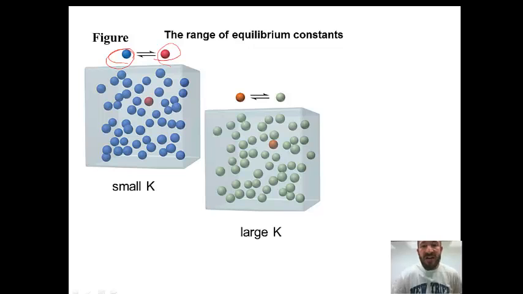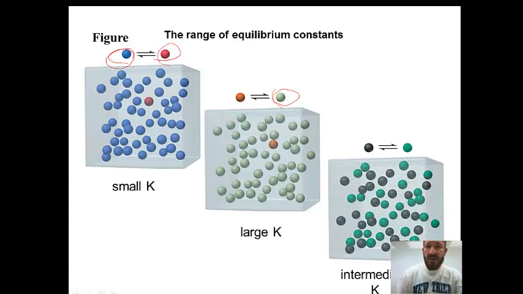And then we have a large K. Now notice here, this is represented, I believe these are green. And if you have a lot of green particles there, which are products, and very few reactants, that would be a really large K. So this is going to be a huge exponent. And then most Ks are somewhere in between, which are intermediate. So large will be like 10 to the 30th. Small will be like 10 to the negative 12th. Those are just examples.